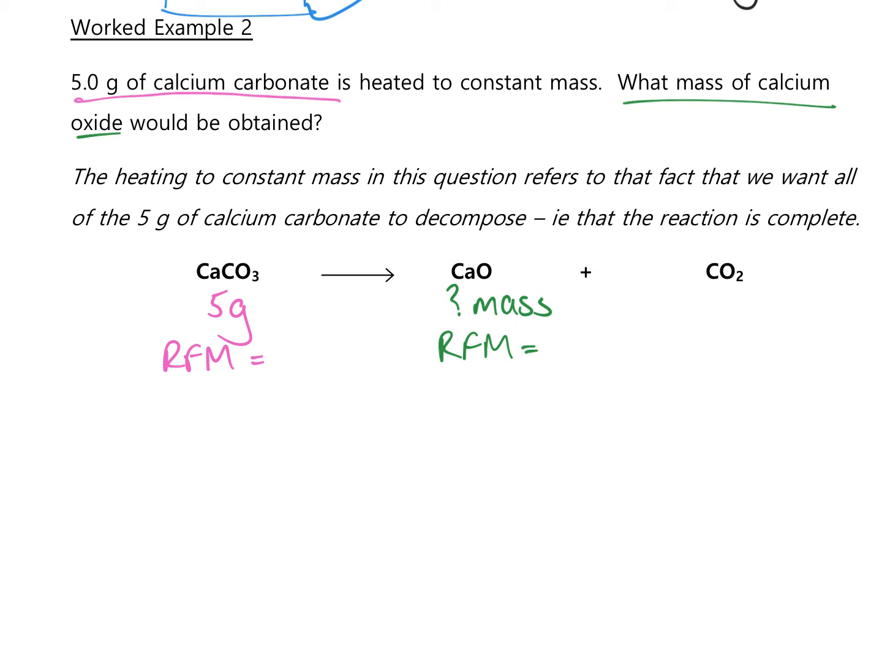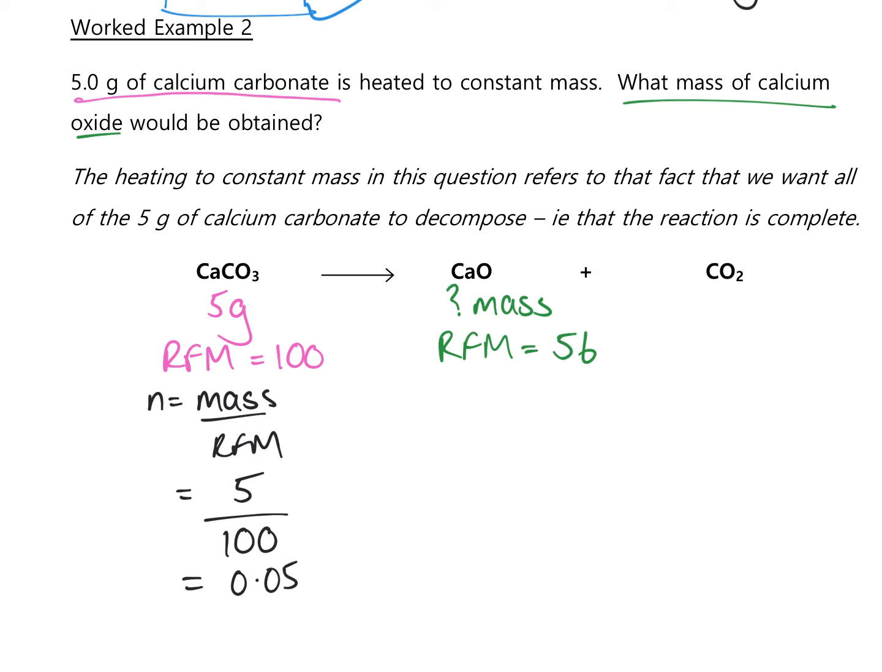So hopefully you worked out your RFM of calcium carbonate as 100, and then calcium oxide as 56. Okay, and then converting to moles first of all with what you've been given. N equals mass over RFM. That's 5 over 100, which is 0.05 moles.